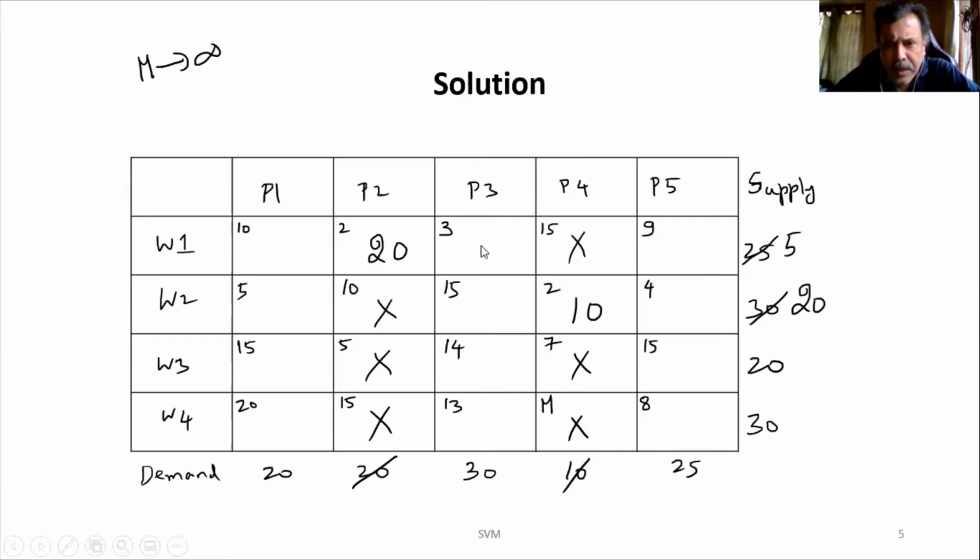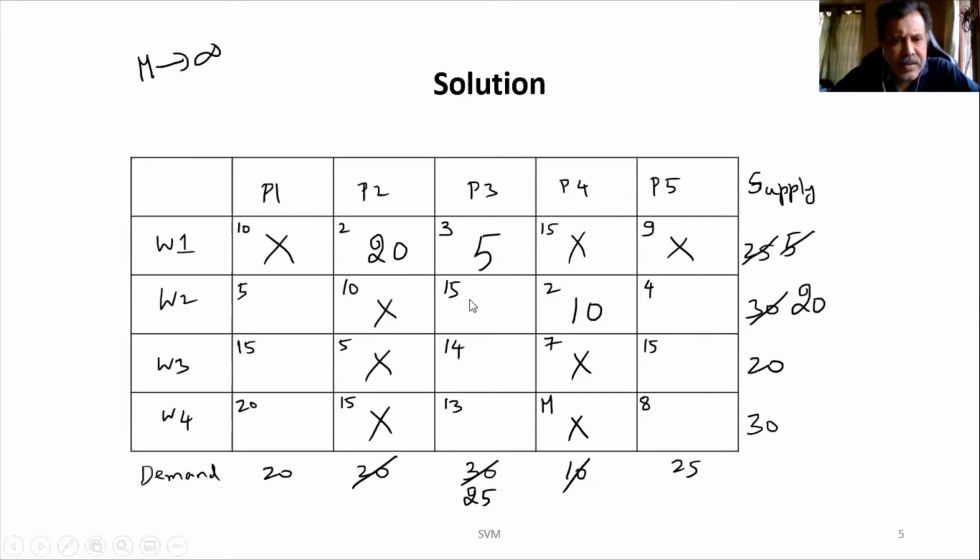When I come here, I'll compare the supply quantity and demand quantity, which is 5 and 30, and you allocate whichever is the least. So we'll allocate 5 here. Since 5 is fully allocated, I need to close this, this, and this. Since 5 is already allocated, this 30 will now reduce to 25.